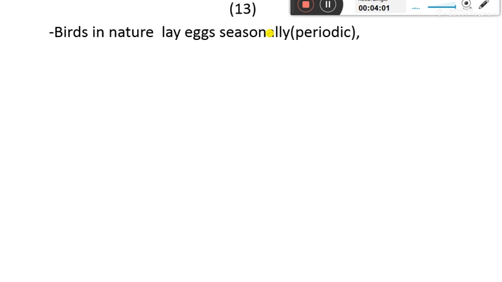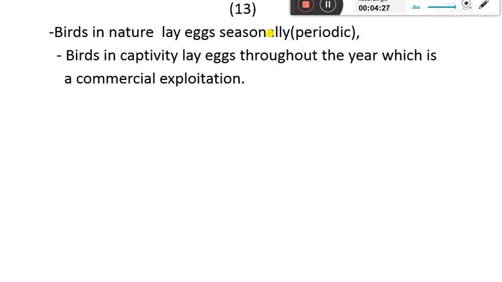Now we talk about birds. In nature, birds lay eggs seasonally, that is periodically. They will lay eggs in a particular season of the year. Say if a bird lays eggs in March, then again it will lay eggs in March. But birds which are kept in captivity, that is in a closed cage, start laying eggs throughout the year.